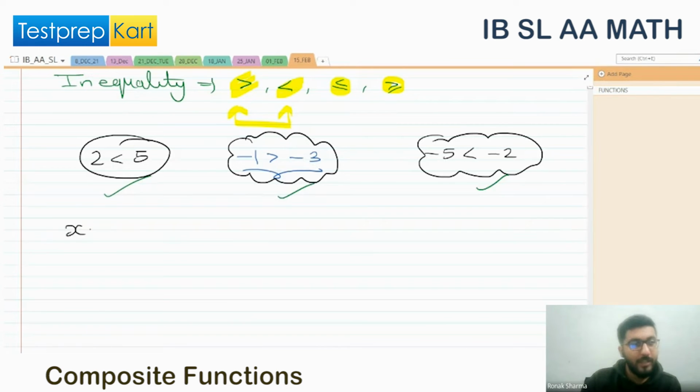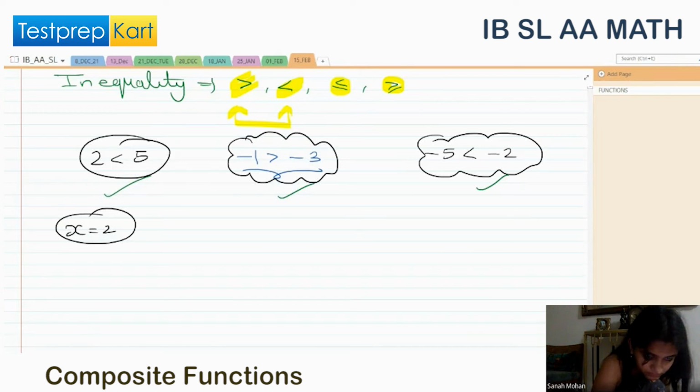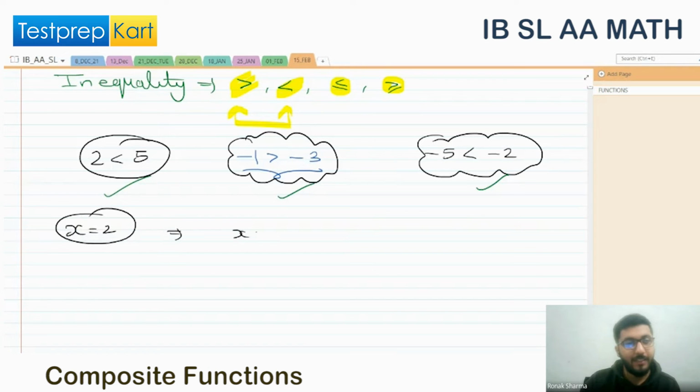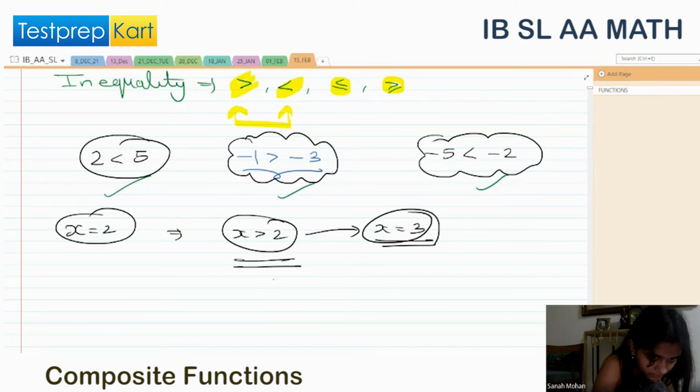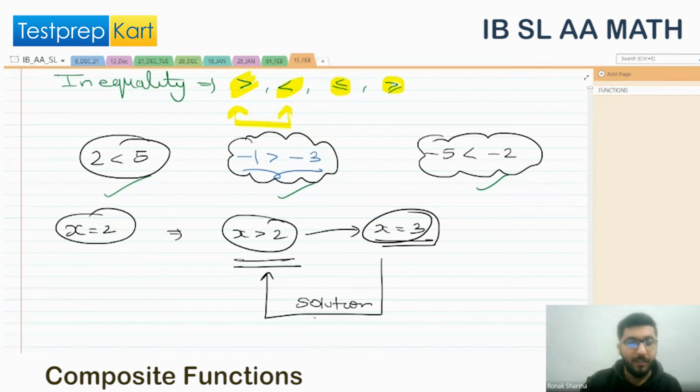So if I say x equal to 2, that means what? X is exactly 2. X cannot take any other value here. But if I give you x greater than 2, then it can have solutions. Can x equal to 3 be considered as a solution for this? Yes, because 3 is greater than 2, so it is satisfying. Can I consider x equal to 10 as a solution?